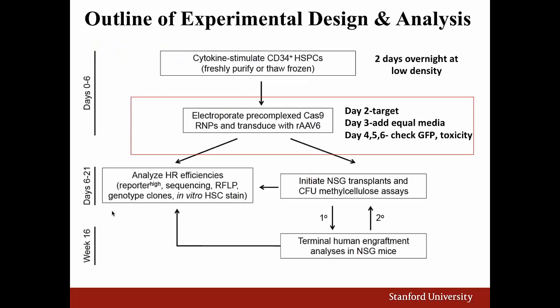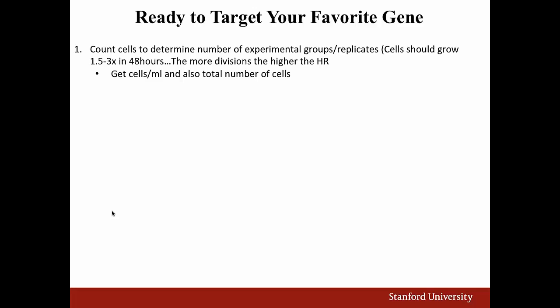Once you culture the cells for 2 days overnight at low density, then you are ready to target your favorite gene of interest. So I thought I'd just do this as a text box to go through the steps. This is the nitty-gritty of how you do your experimental outline. What we usually do is count the cells to determine the number of experimental groups from replicates. A good marker is that the cells should grow 1.5 to 3 times in 48 hours. And really, the more divisions, the higher the HR you get, is an association we find. So the more times your cells divide before you target them, the better HR you will get.